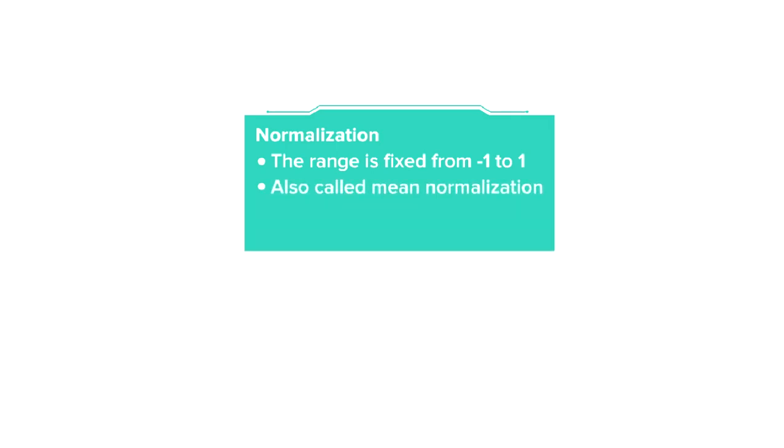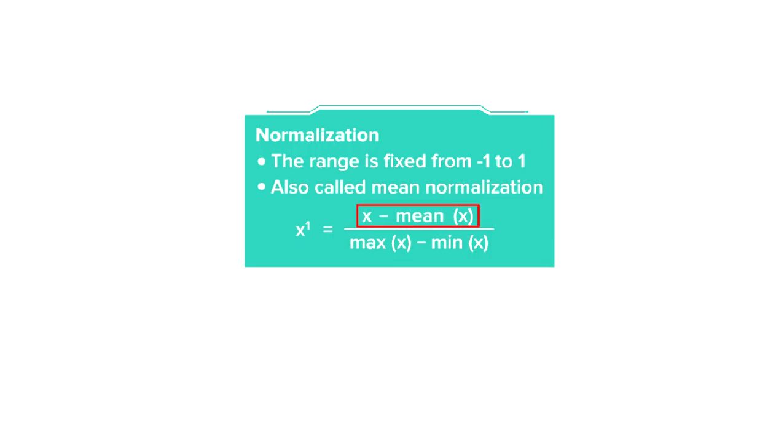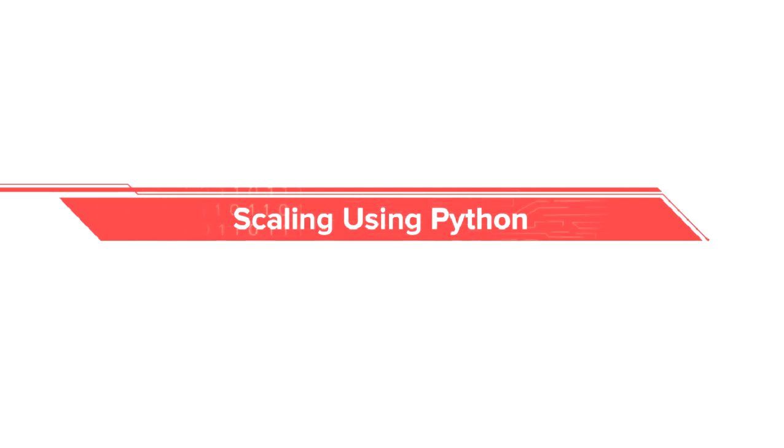Normalization is another of the scaling techniques where the range is fixed from -1 to 1 and is quite similar to the min-max scaling, which we talked about earlier. It is also called mean normalization. Here, we subtract the mean values from the variables and divide it by the difference of maximum and minimum value for that variable. So we now know the theory of feature scaling. Let's see how that is done using Python.